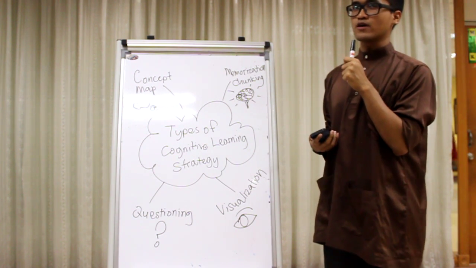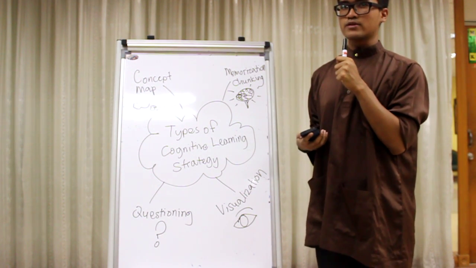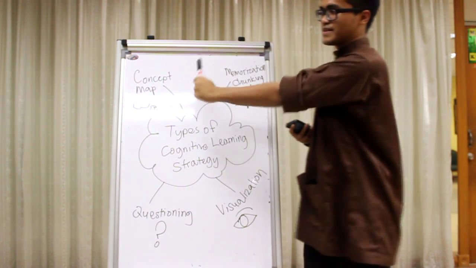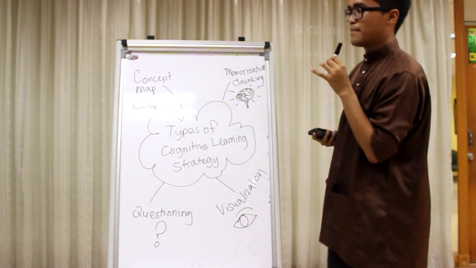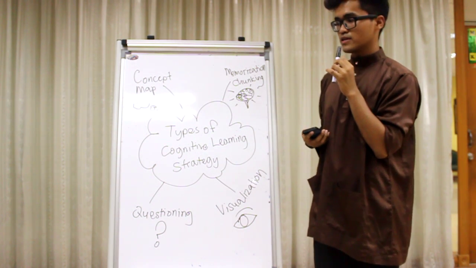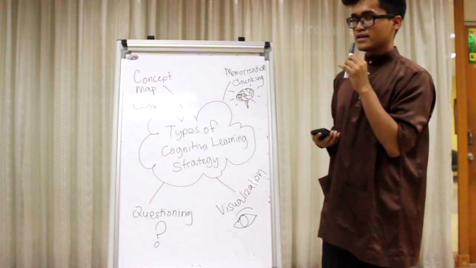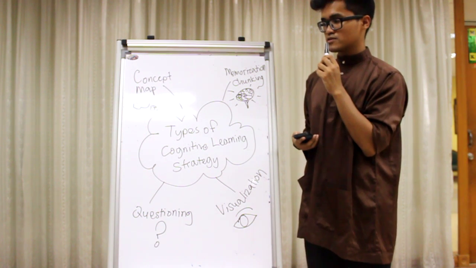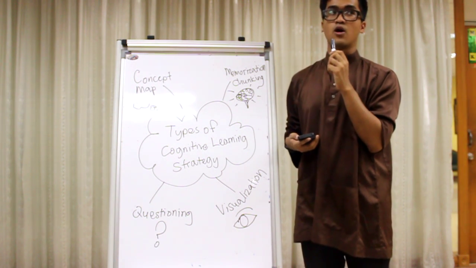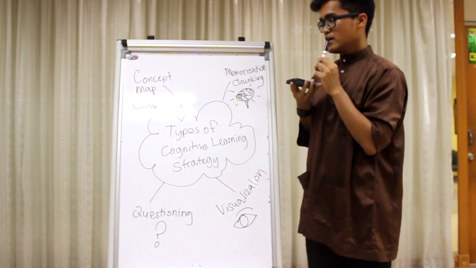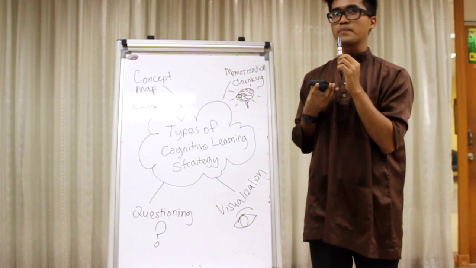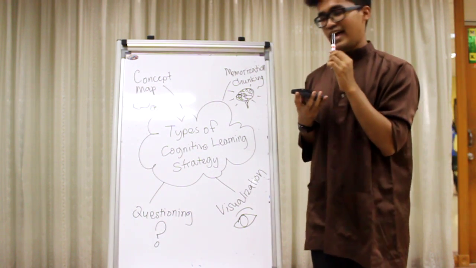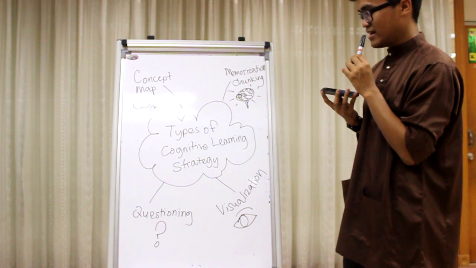The first type of cognitive learning strategy, or I will address as CLS from now onwards, is concept map. Concept mapping is one of the cognitive learning strategies, or CLS, that we use to organize information. The second cognitive learning strategy is memorization or chunking. Memorization or chunking is used to help in memorizing information and also understanding the information.